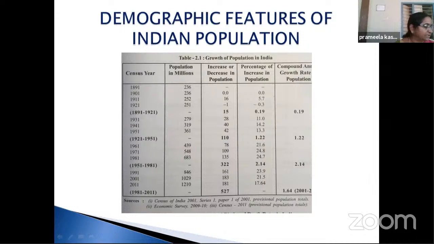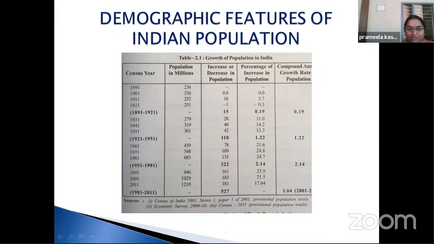Next, if we go to the demographic features, the size and growth of population in the Indian economy. According to the 1901 census, the Indian population was 236 millions, and it reached 1,210 millions by the end of 2011. So the Indian population increased from 236 millions to 1,210 millions by the end of 2011.